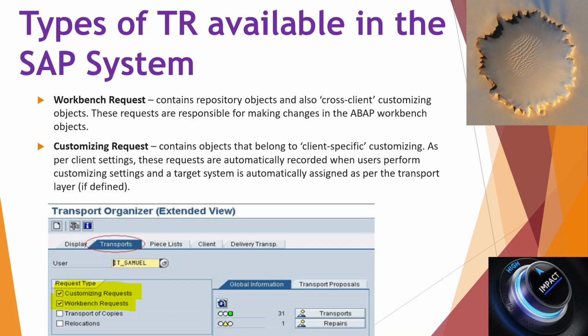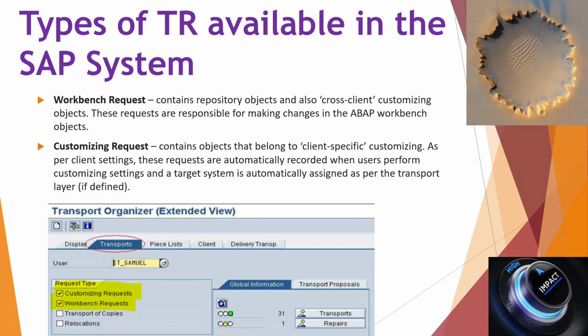And one picture is also attached from the SE10 or SE09 screenshot, which clearly shows what a customizing request is and what a workbench request is. Though not a full complete example, it is just to give you some heads up. So let us understand, and let me read out. Workbench request contains repository objects and also cross-client customizing objects. These requests are responsible for making changes in the ABAP workbench objects. That's why I was saying the technical objects.